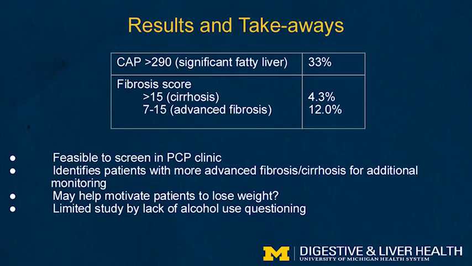And about 12% had a score anywhere from 7 to 15, which is consistent with advanced fibrosis, or on the F3 to F4 scale. So the takeaways from this were really that it's feasible to do this in the PCP clinic, and you might actually be able to identify some people who have more advanced fibrosis and cirrhosis and then get them into appropriate screening with HCC screening protocols, et cetera. It may help your patients be motivated to lose weight. Sometimes when patients have knowledge of a negative consequence, so you have liver disease, you have more advanced fibrosis, those things can be motivational for some people to help them lose weight.